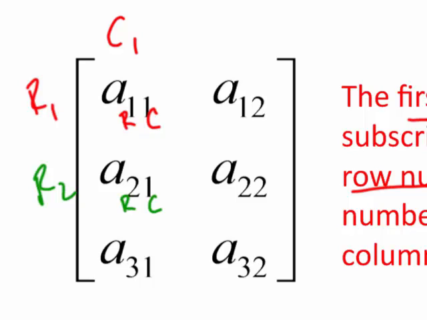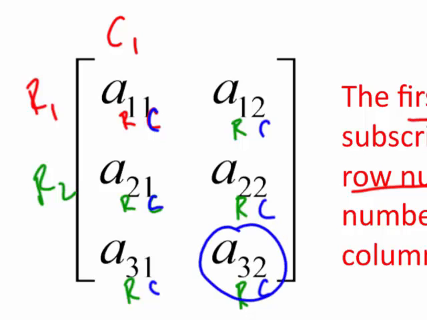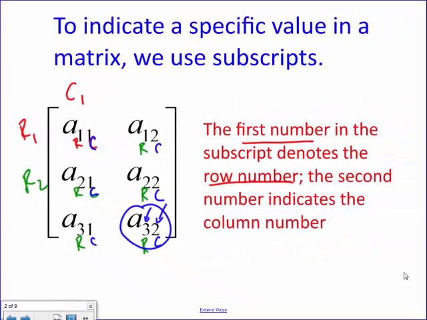So the first number is the row, right? These are all the rows, 1, 2, 3. And the second number is the column. If you notice, these all have column 1 because they're in the first column. These all have column 2 because they're in the second column. So when you see the subscript, that's what it means. So it's not A subscript 32. It's row 3, column 2. That's what they represent that by.